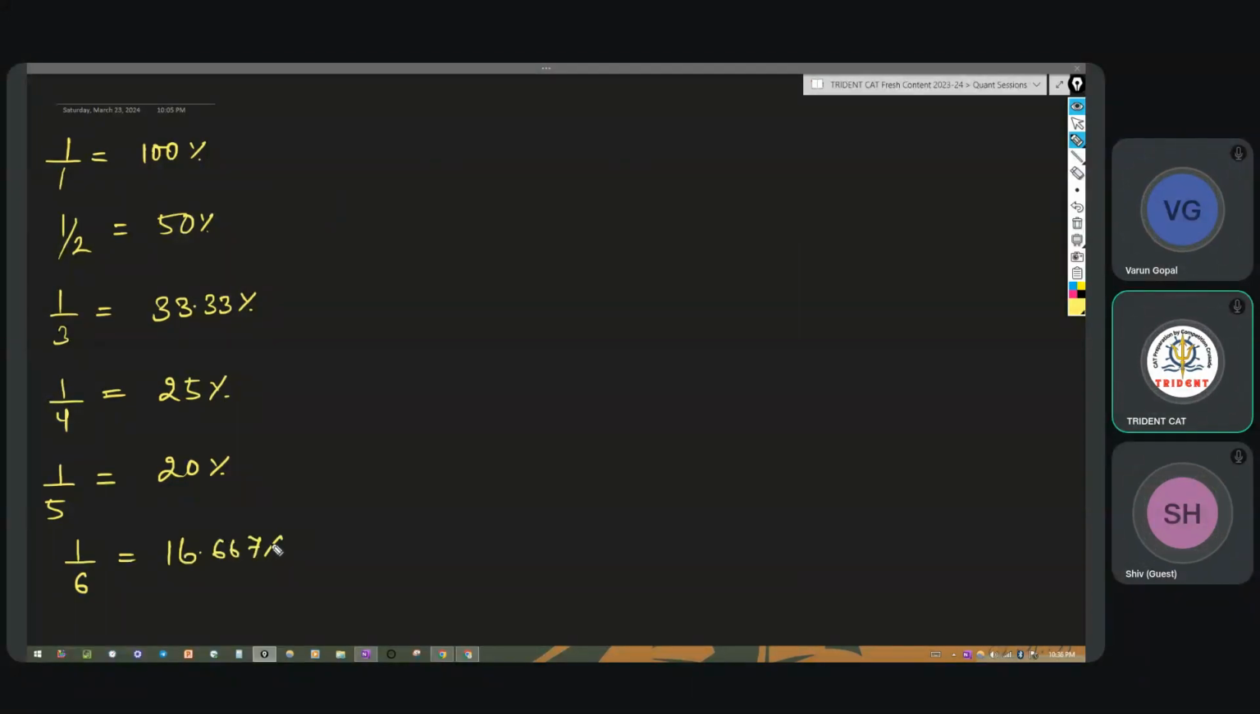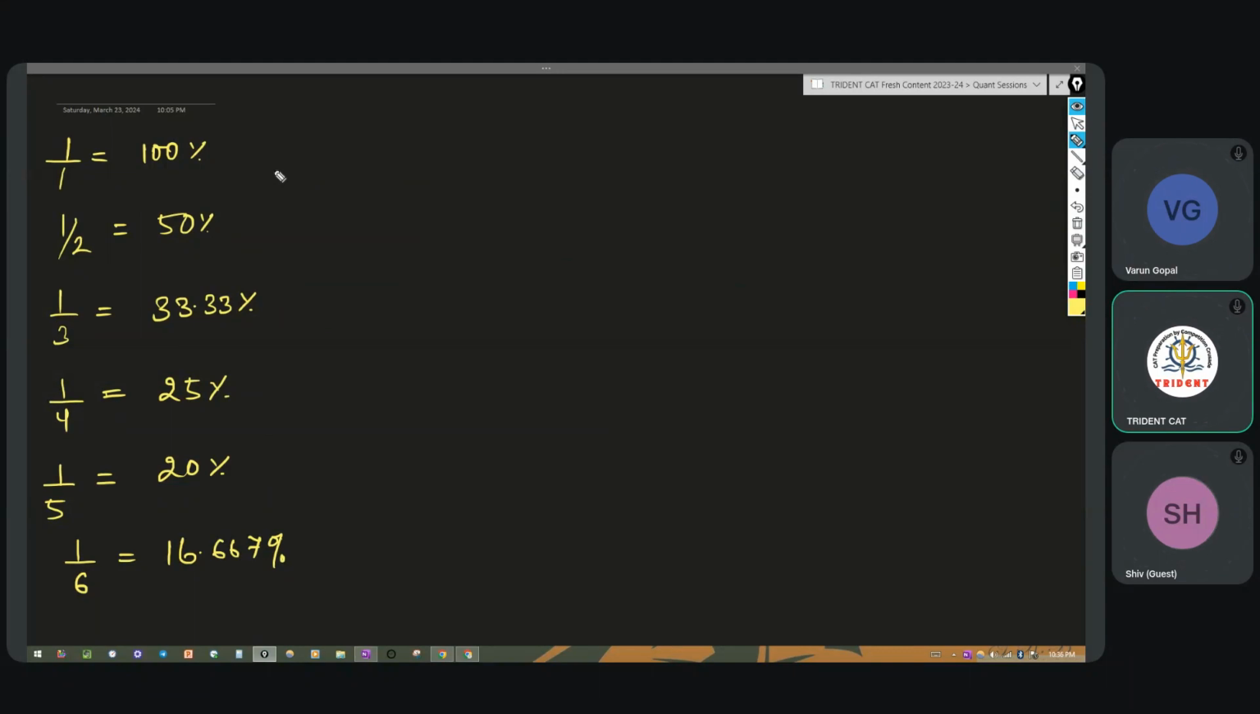Now, at this point, guys, I should also tell you, if you want to write it, it's a great thing because you will eventually remember the fraction to percentage equivalents. But if you don't want to write it also, that is fine. That is on you. I'm leaving it. But if you write it, it'll only help you.